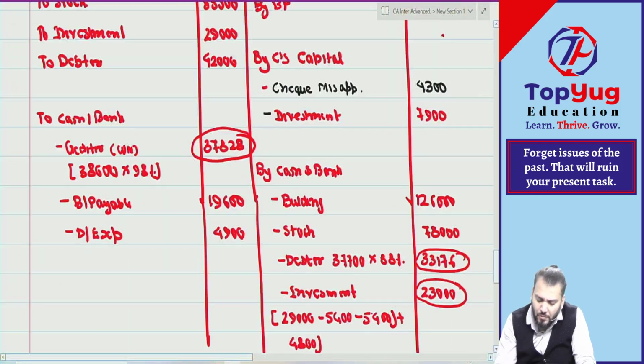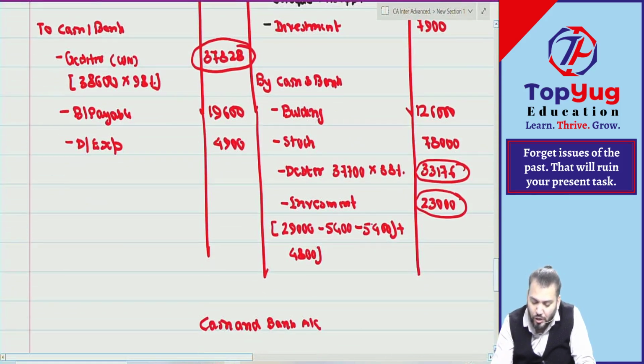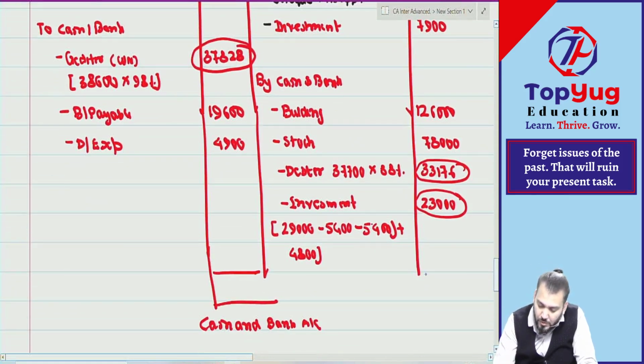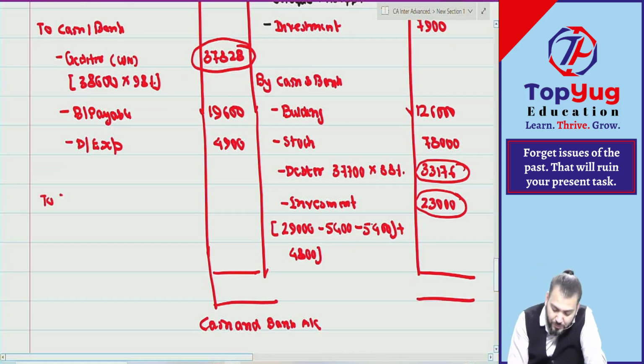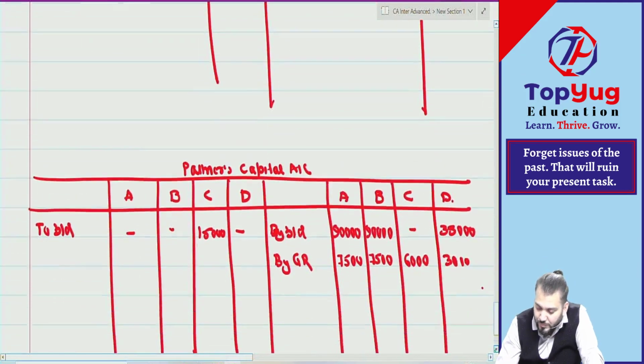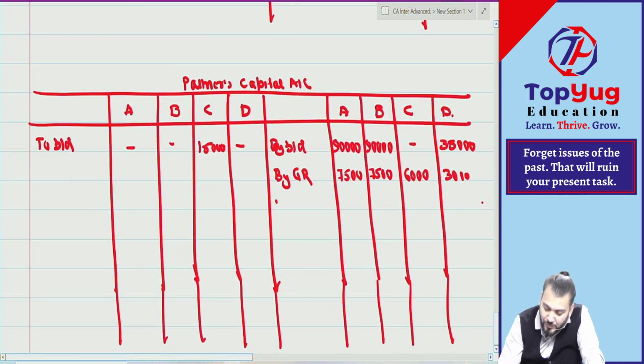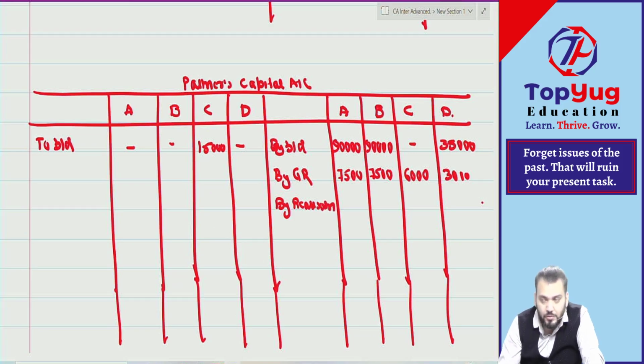Correct. Now done, all points done. Can you give me realization profit or loss? Profit. So we write down realization profit. How much? 548. This will be transferred to which partners? All partners. So by realization, can you transfer in the ratio? Ratio 5 is to 4 is to 5 is to 5 is to 4 is to 2.